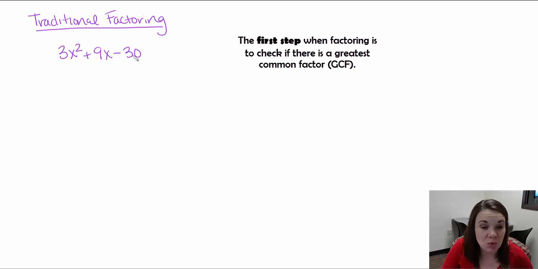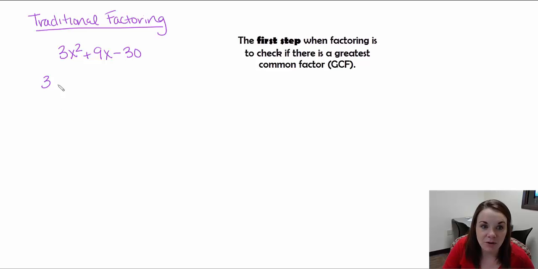Well, in this case, they do. Each of them has a 3, meaning they're each divisible by 3. So the very first thing that I want to do, and the very first thing I always want to check whenever I'm asked to factor, is check to see if there's a greatest common factor.